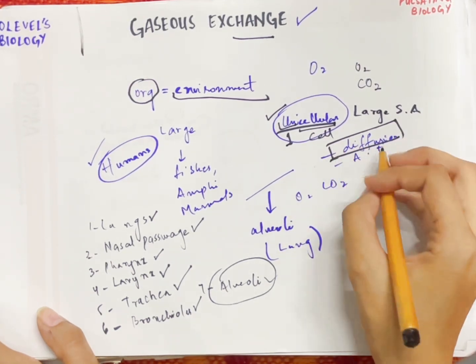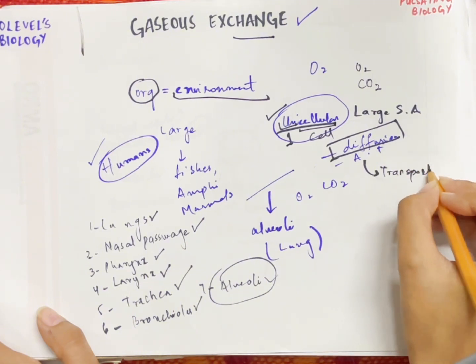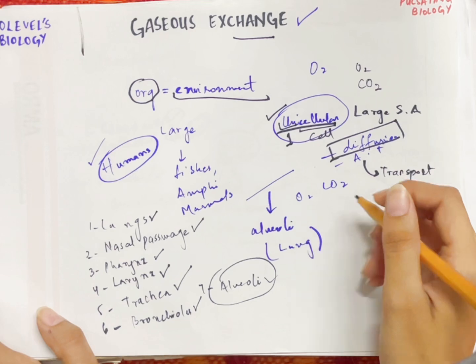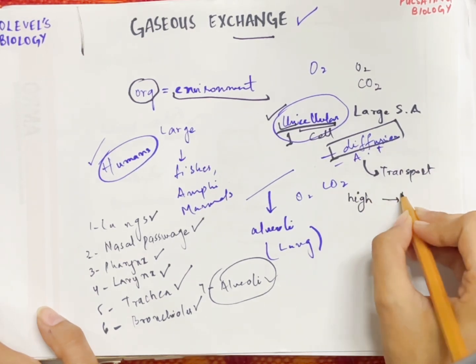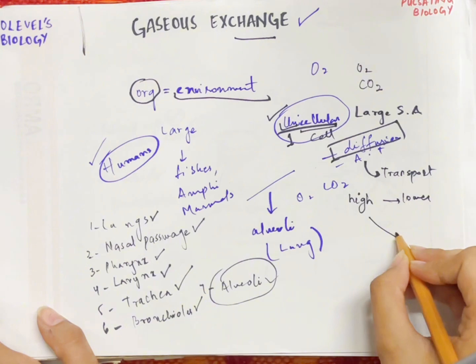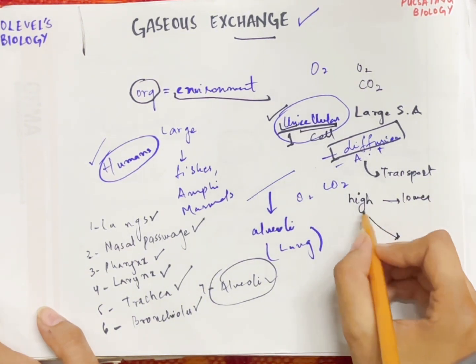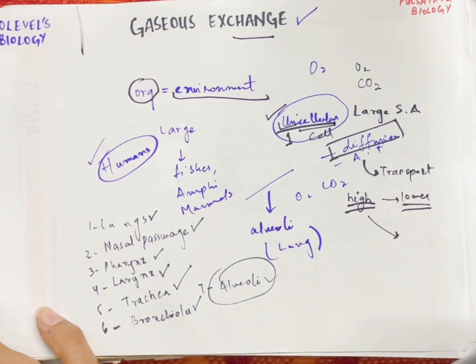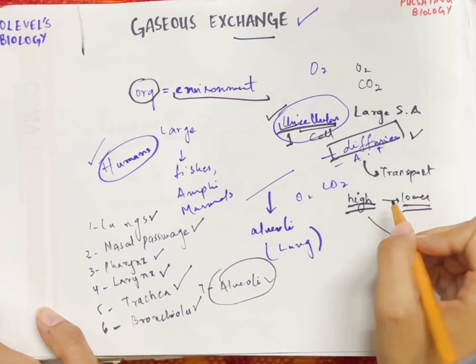Now, what is diffusion? Diffusion is one of the transport mechanisms that is also used in gaseous exchange, which means the movement of gaseous molecules from the region of higher concentration to the region of lower concentration, down a concentration gradient. The molecules move from the region where the molecule number is high to the region where the molecule number is lower. So in unicellular organisms, gaseous exchange takes place through diffusion.